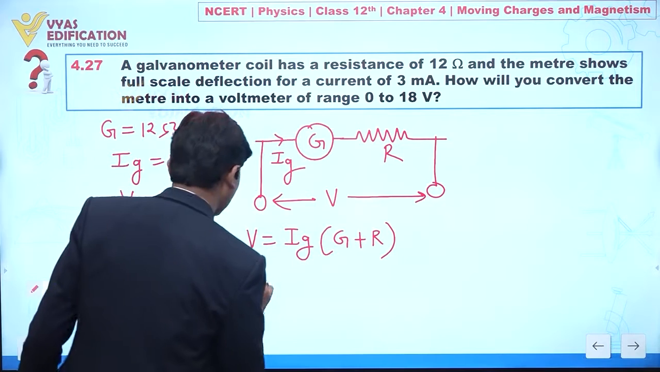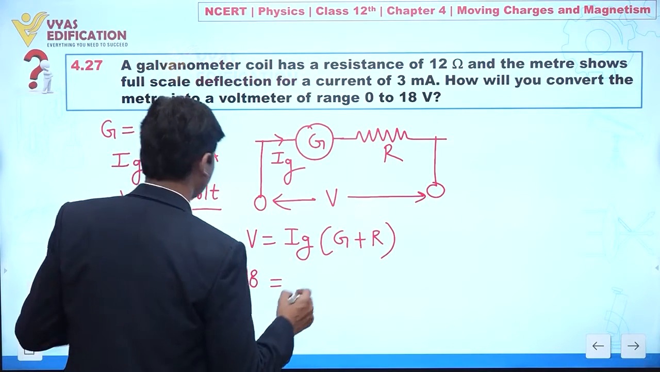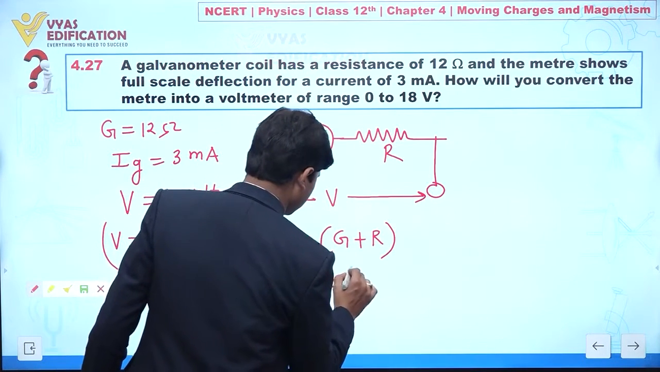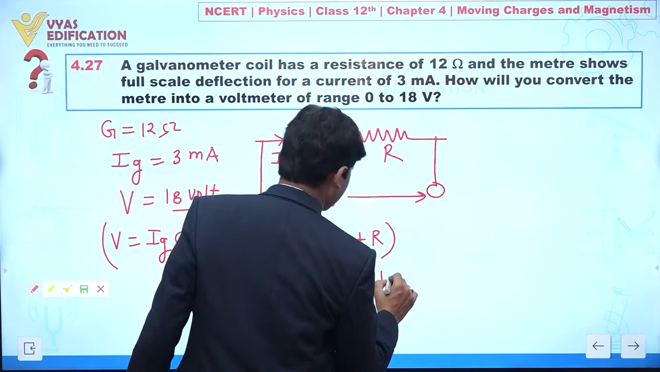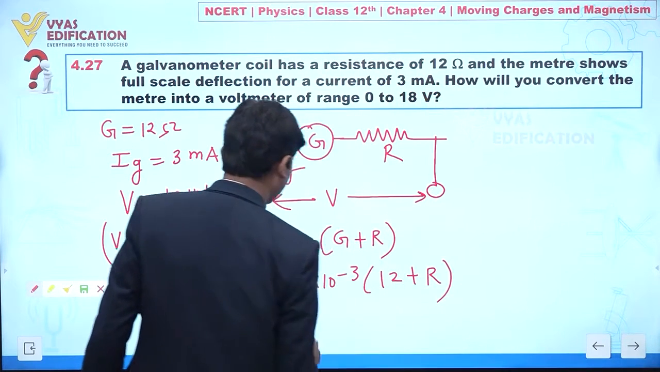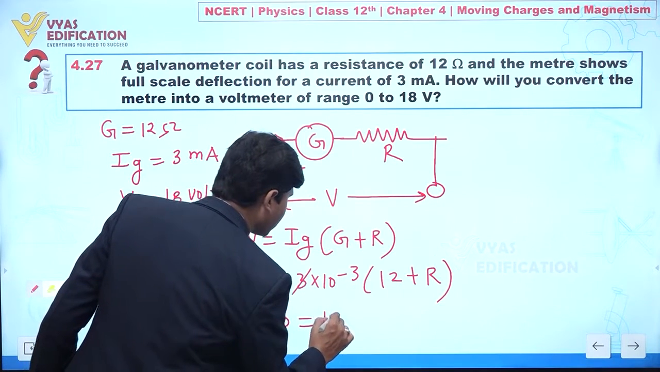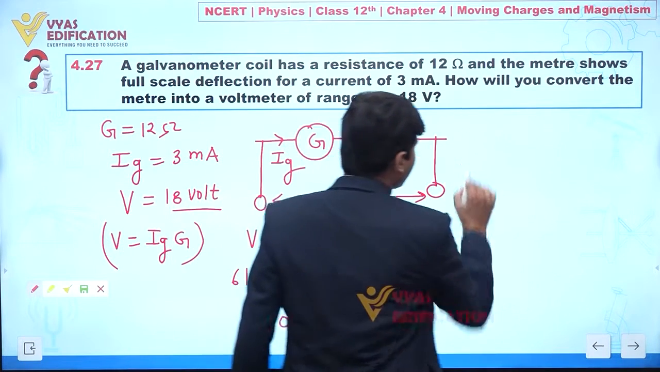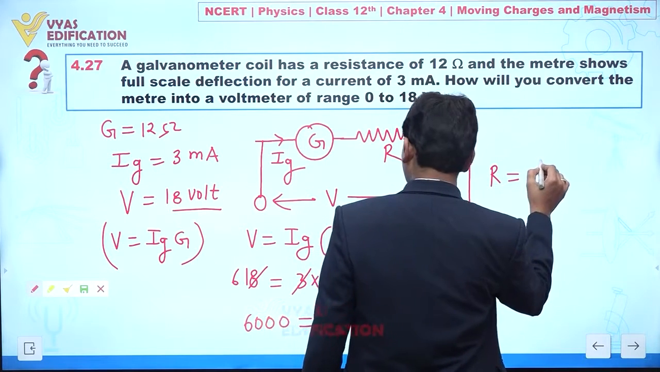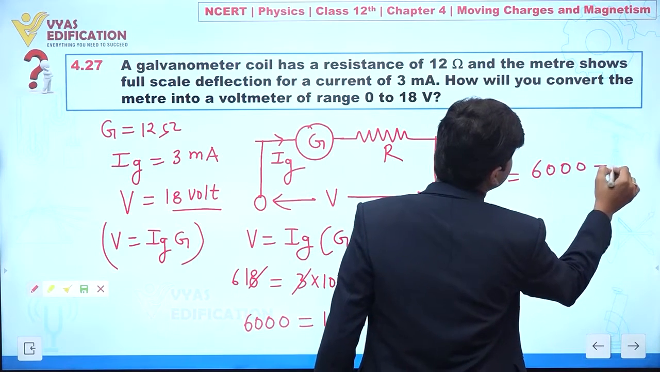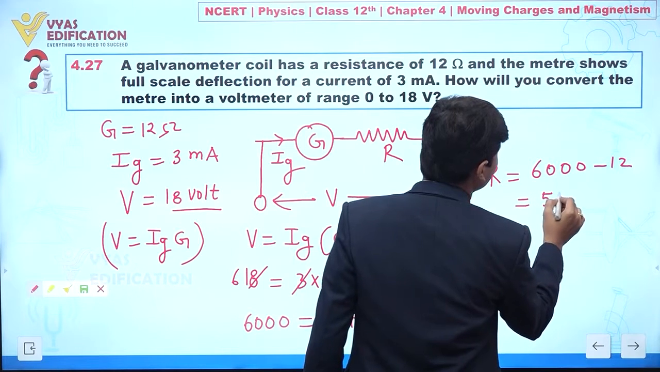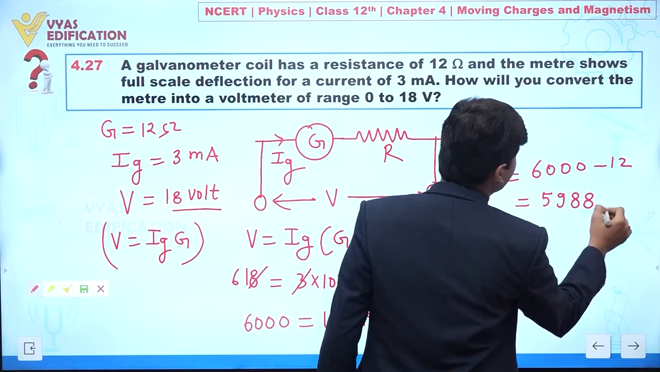This value we have is 18. Ig value is 3 milliampere. Capital G is 12, so 12 plus R. This one is 6, so 6000 should be equal to 12 plus R. So from here, the external resistance that should be connected is 6000 minus 12, so this is equal to 5988 ohm.